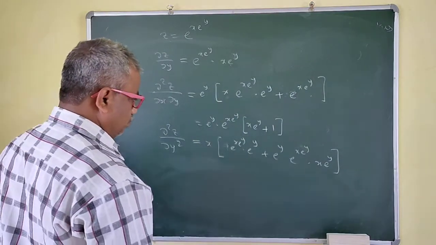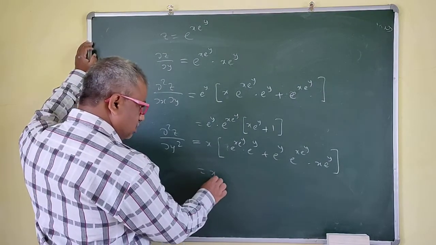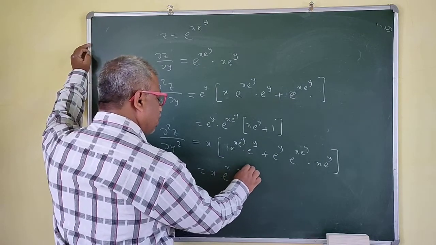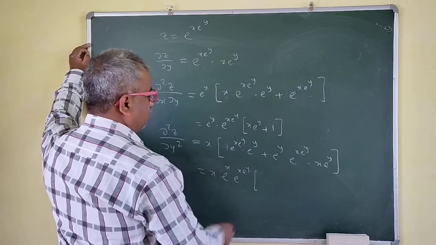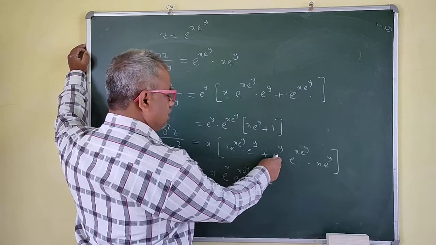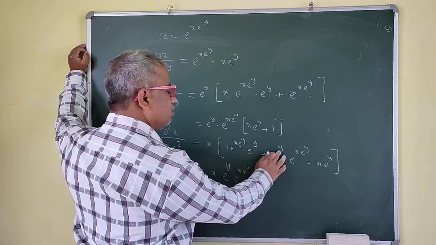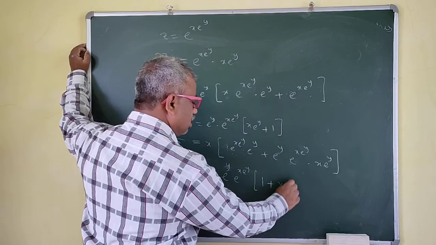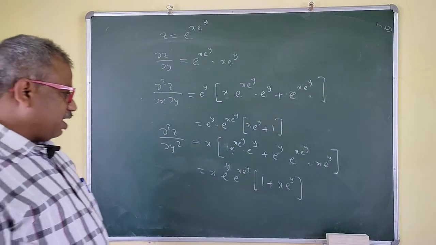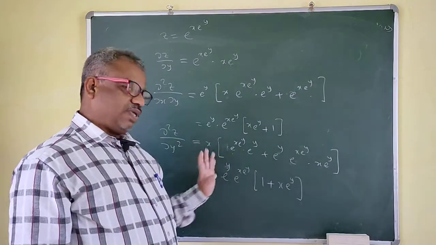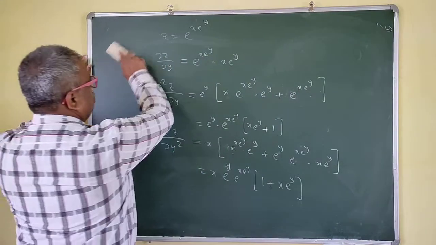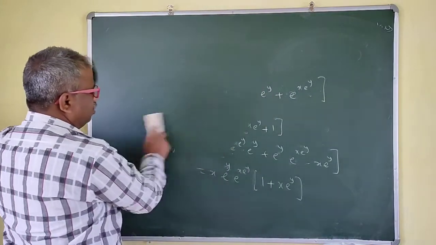So now see what we can take common. x e raised to y we can take common. Again, e raised to x e raised to y also we can take common. So what we get here is 1 plus x e raised to y. If you are able to take the common, then and only then take the common. Otherwise keep this as it is. Right? Don't do anything, because the question is not 'show that'. If it is 'show that', arrange the terms.